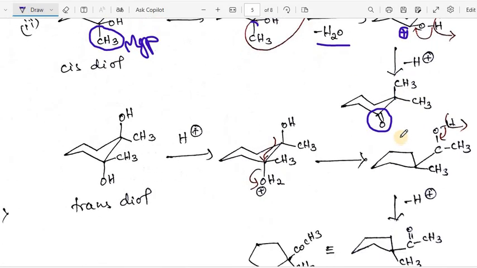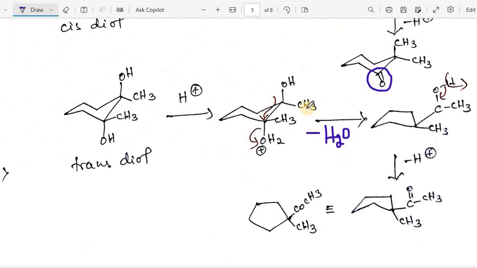And coming to trans diol, the first step is protonation. Protonation occurs. And the second step is the removal of a water molecule. But here the OH is trans to the leaving group. This is the leaving group. The group trans to the leaving group is OH, and that will not migrate.